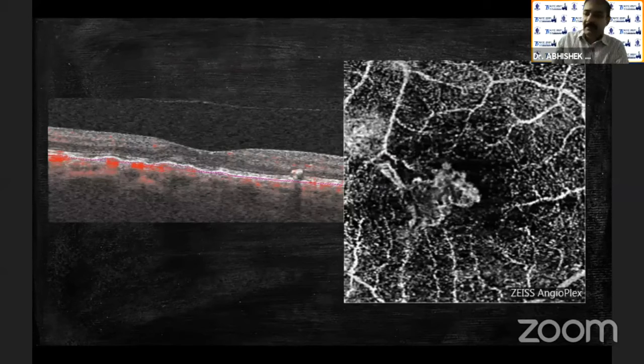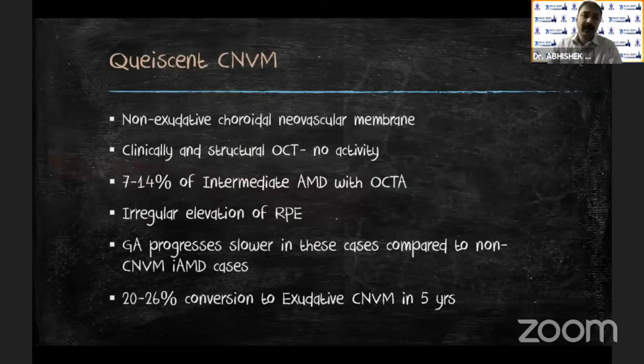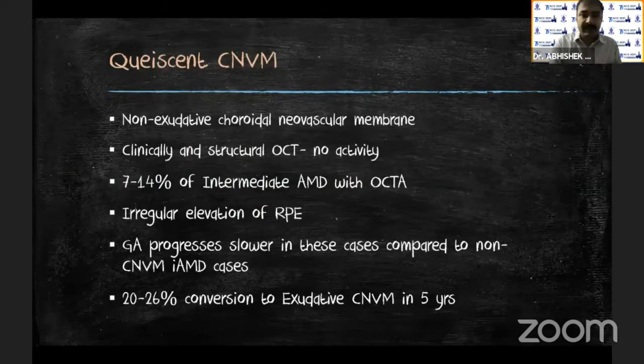This is an OCTA finding. What you can see is a membrane or an abnormal neovascularization, but it does not have any exudation on the structural OCT. So this is what we call a quiescent CNVM, or a non-exudative choroidal neovascular membrane. Clinically and structurally, it presents as no activity on a structural OCT.